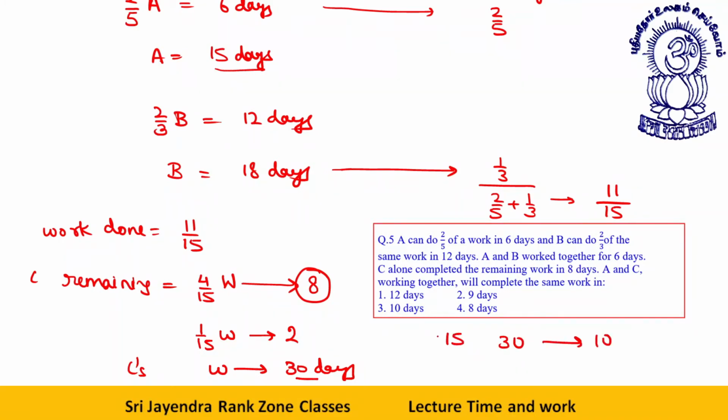The answer will be 10, because this is double. So what you do, you divide this by double plus 1, 2 plus 1, 3. That is 30 by 3, which will give you 10 days. This is your answer, okay? Let's move ahead.